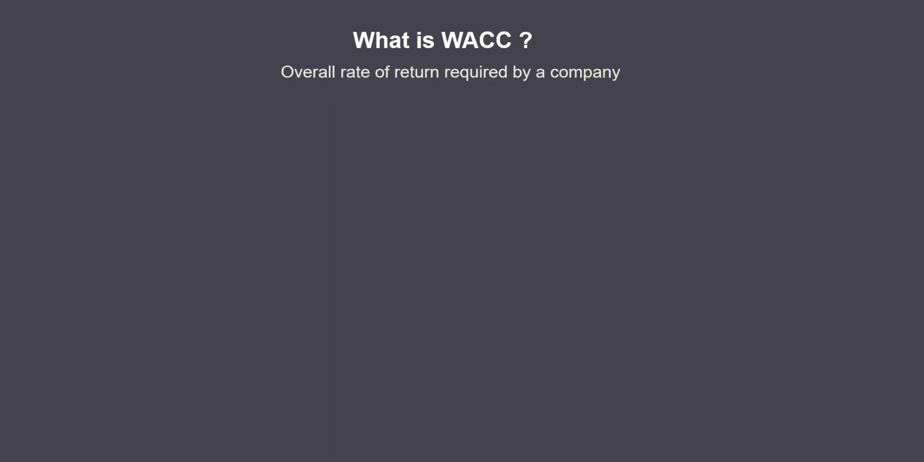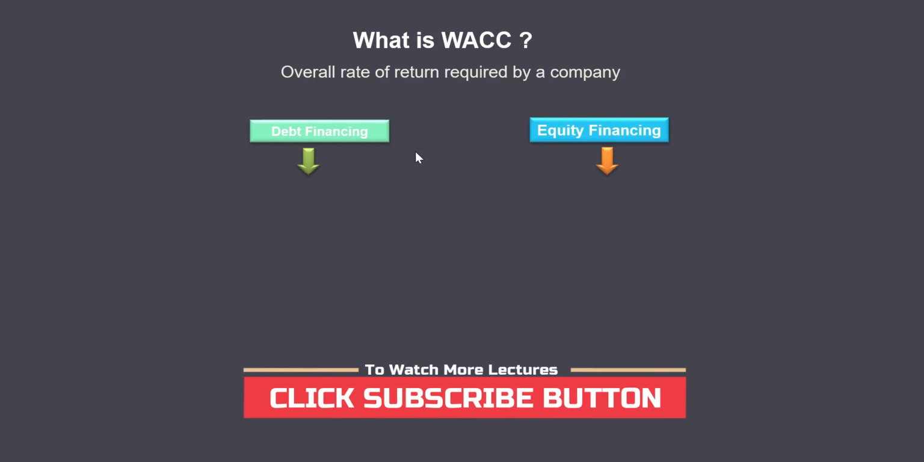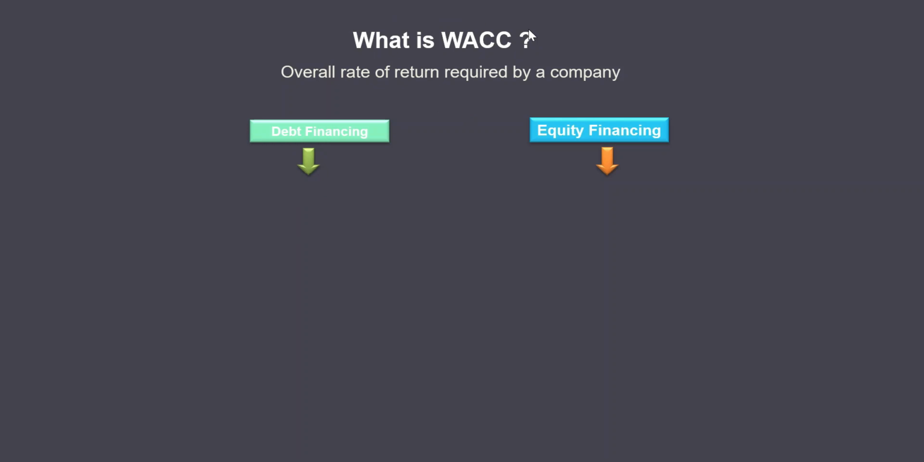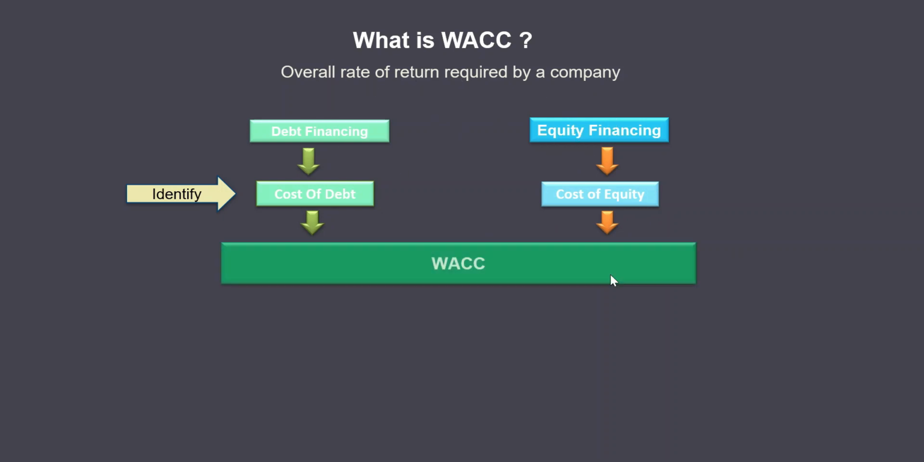Let's say a company has debt financing and equity financing. If the capital structure consists of debt as well as equity, then you need to identify the weighted average cost of capital. In order to calculate WACC, you should identify the cost of debt as well as the cost of equity. If you can identify the cost of debt and cost of equity, and apply them on the capital structure of the company, you can easily calculate the weighted average cost of capital.